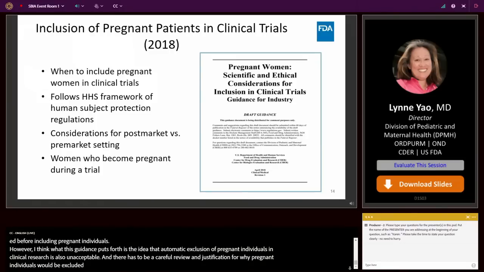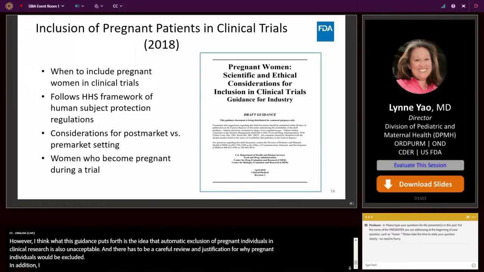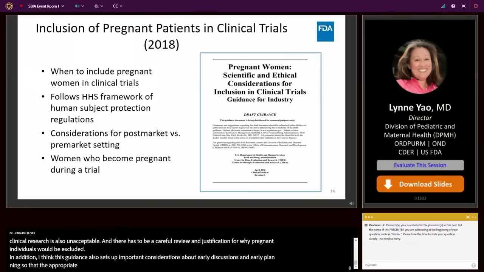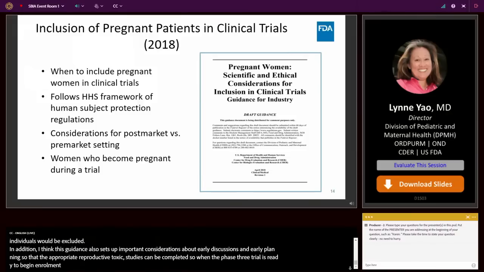In addition, I think this guidance also sets up important considerations about early discussions and early planning so that the appropriate reproductive toxicity studies can be completed in non-clinical studies, so that when the phase 3 trial is ready to begin enrollment, there is already some information that can help guide the safety and the safety monitoring of a drug to allow for pregnant patients to be enrolled in clinical trials.